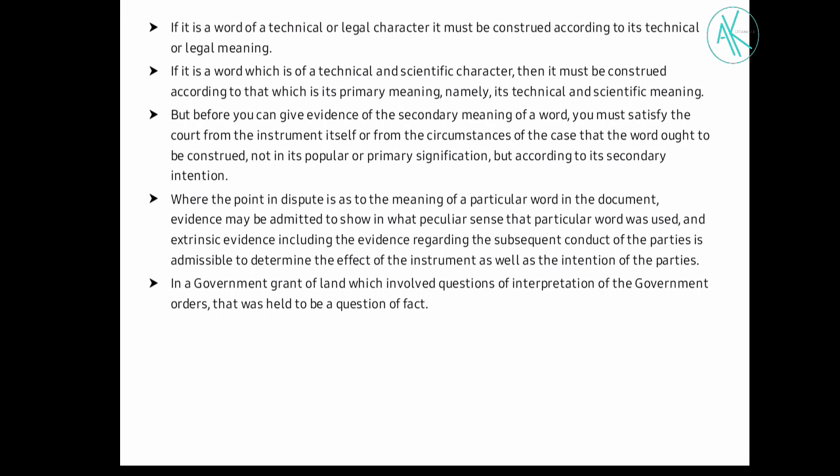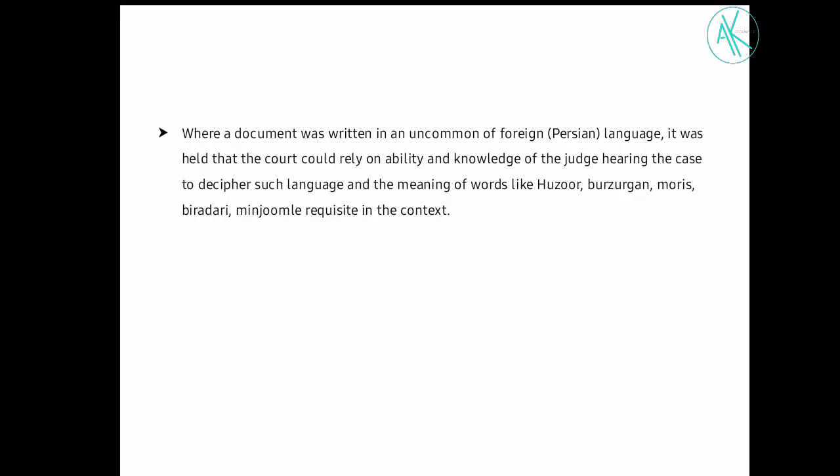If a government grant of land involved a question of interpretation of the government orders, that was held to be a question of fact. Where the document was written in an uncommon foreign or Persian language, it was held that the court could rely on the ability and knowledge of the judge hearing the case to decipher such language and the meaning of words like huzur, bujurgan, Maurice, biradari, minjumla, required in the context.